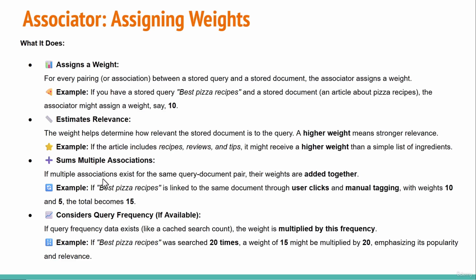Next is the sum of multiple associations. If a query document pair has multiple existing associations, their weights are summed up. Let's say the query best pizza recipes is linked to a document via user clicks and manual tagging with weights 10 and 5. The total becomes 15.